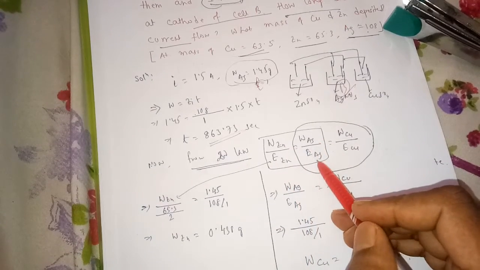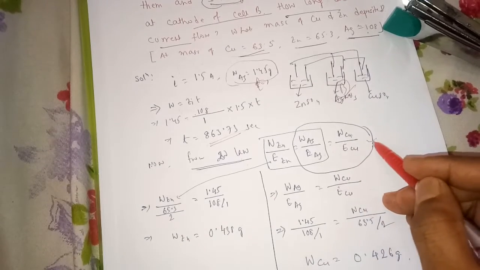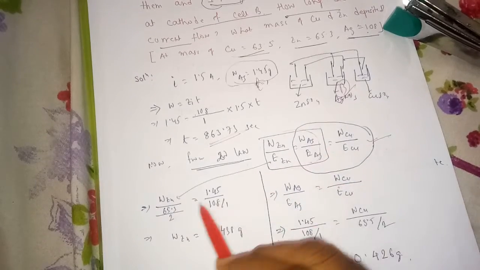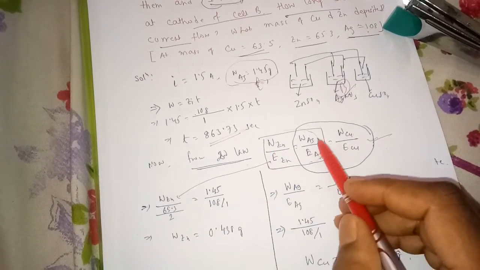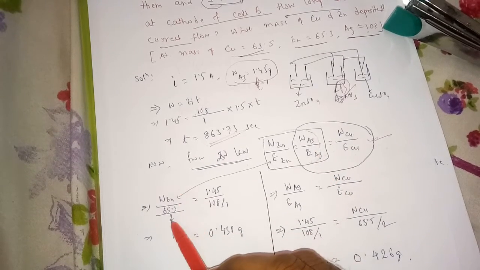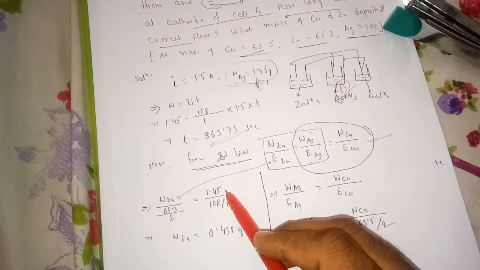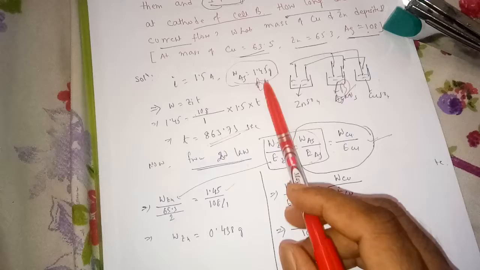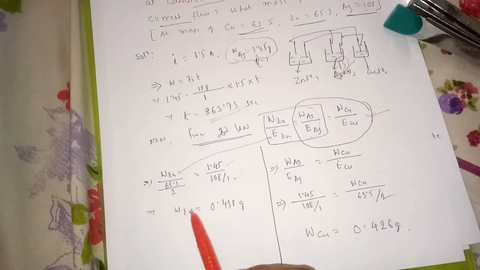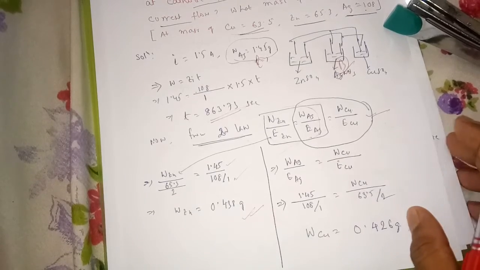Now, from the second law, we know that the weight of zinc divided by equivalent mass of zinc equals weight of silver divided by equivalent mass of silver, equals weight of copper divided by equivalent mass of copper. This is the formula of the second law. Now, if we consider these two, weight of zinc by equivalent mass of zinc, weight of silver by equivalent mass of silver, the weight of zinc is to be found out. Equivalent mass of zinc is 65.3 divided by 2, the 1.45 gram of silver is already given, 108 divided by 1. So the zinc is 0.438 gram, you can calculate.